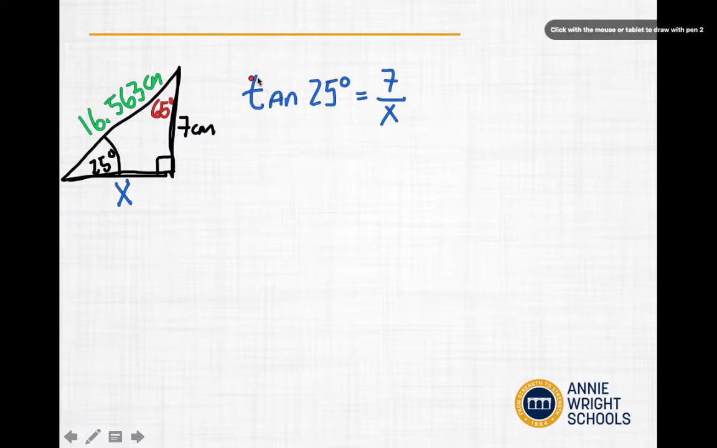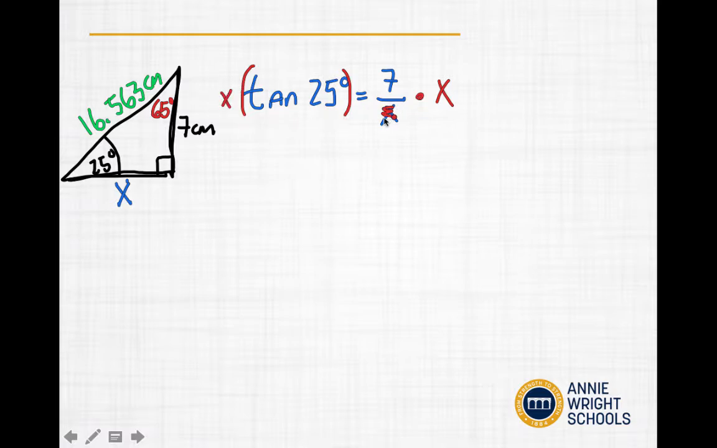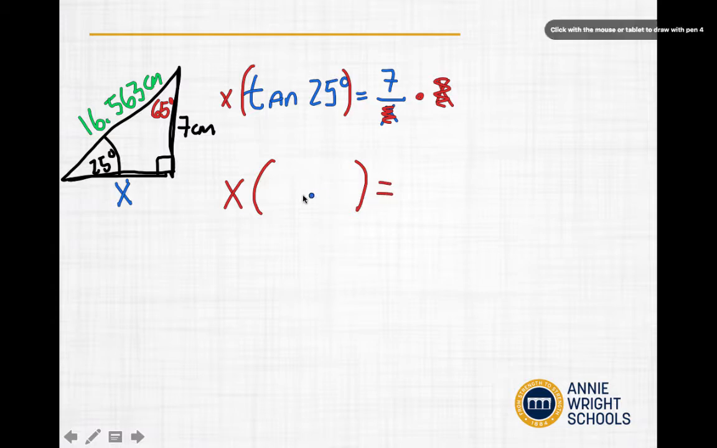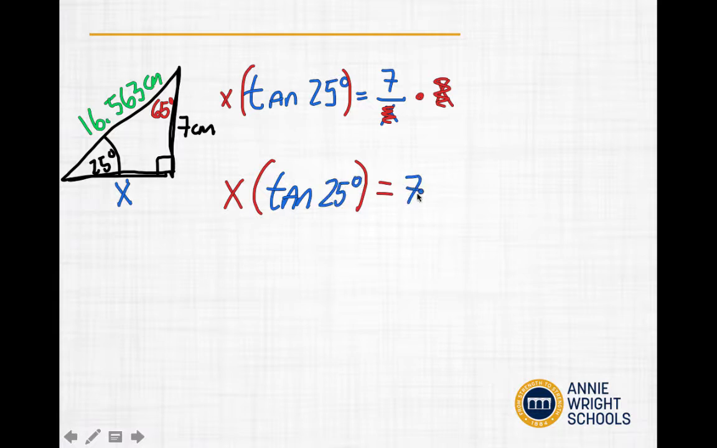So again, to remind you, the tangent of an angle is just a number. X is the variable you're trying to solve for. To get rid of x in the denominator, we want to multiply both sides of the equation by x. That clears the fraction on the right-hand side and gives us an equation that looks like x times a number equals 7. X times this number, tangent of 25 degrees, equals 7.